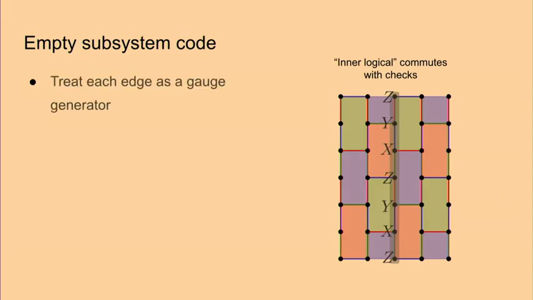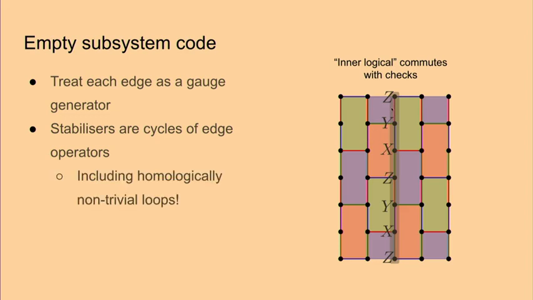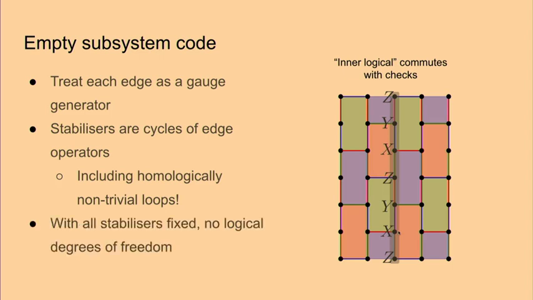Now, if you were to treat each of these weight 2 edge operators as a gauge operator of a subsystem code, then you would find that the stabilizer operators of the subsystem code are all closed loops on this tiling. And that includes the homologically non-trivial loops. So for example, with these toric boundary conditions on the right here, the ZYX operator is a homologically non-trivial loop, which commutes with all the check operators and is also in the gauge group. And so if this was a subsystem code and we fixed all of these stabilizers, it can be shown that there would be no available logical degrees of freedom.